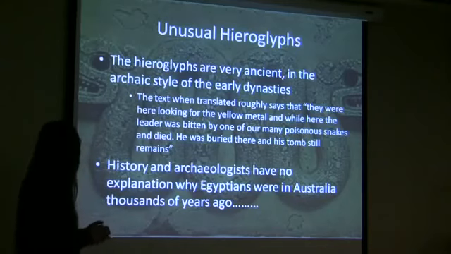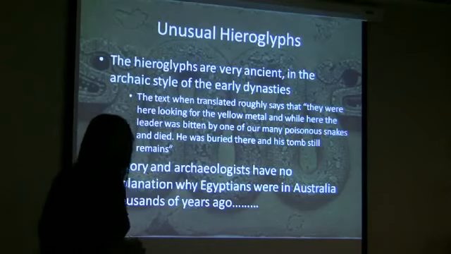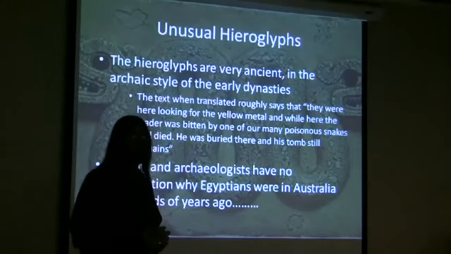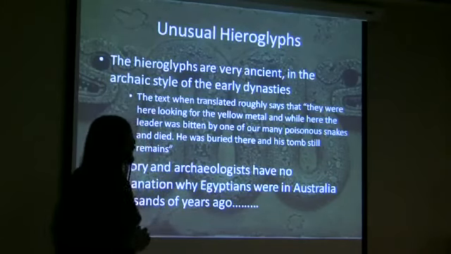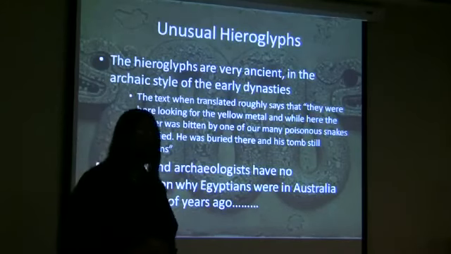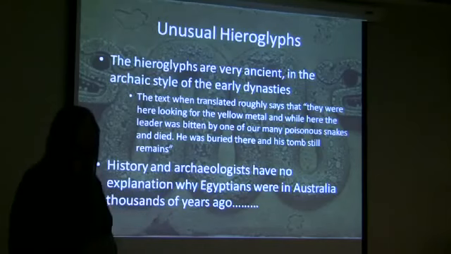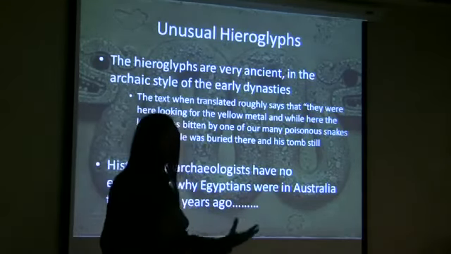History and archaeologists have no explanation for why Egyptians were in Australia thousands of years ago. They don't even want to acknowledge it, to the point that in Australia, it isn't even a protected site. It's a forest that's not even protected. It's not a national monument or anything. There's a whole organization of people fighting to get the Australian government to recognize it so they can preserve the site. Because the site is open to vandals, and people go and spray paint it, and teenagers hang out there and drink beer and that kind of stuff. It's not a protected site.